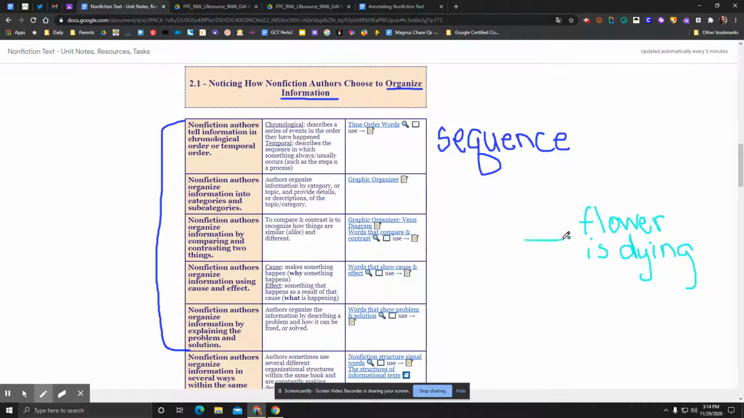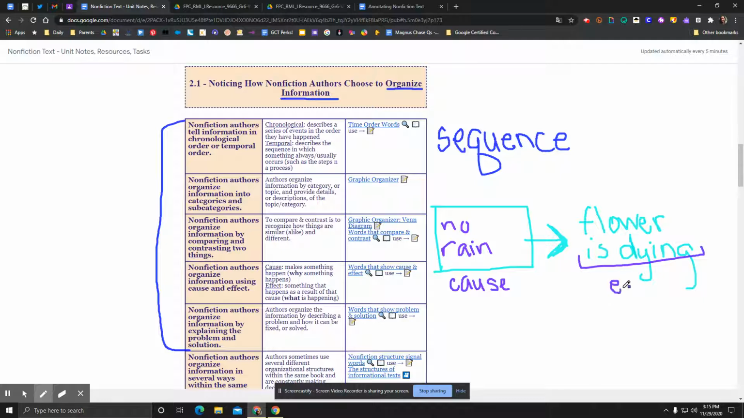Now, the cause is what's causing that. What is causing the flower to die? So this cause, I can stop and ask myself, well, I noticed that it hasn't rained in weeks, so no rain. This is my cause. And the effect of no rain is that my flower is dying.